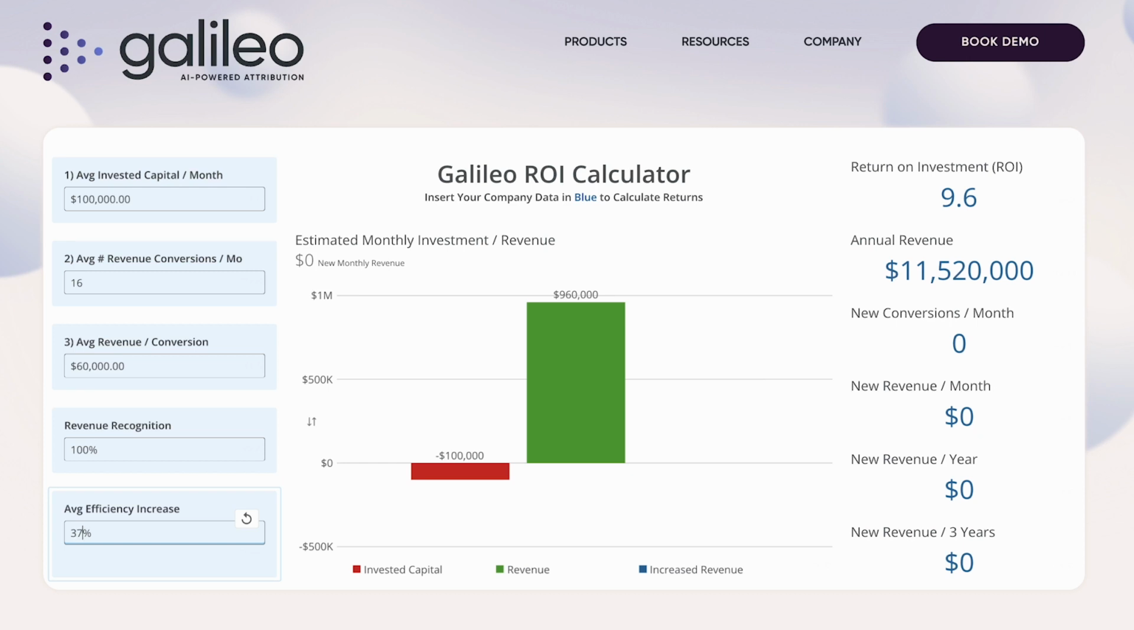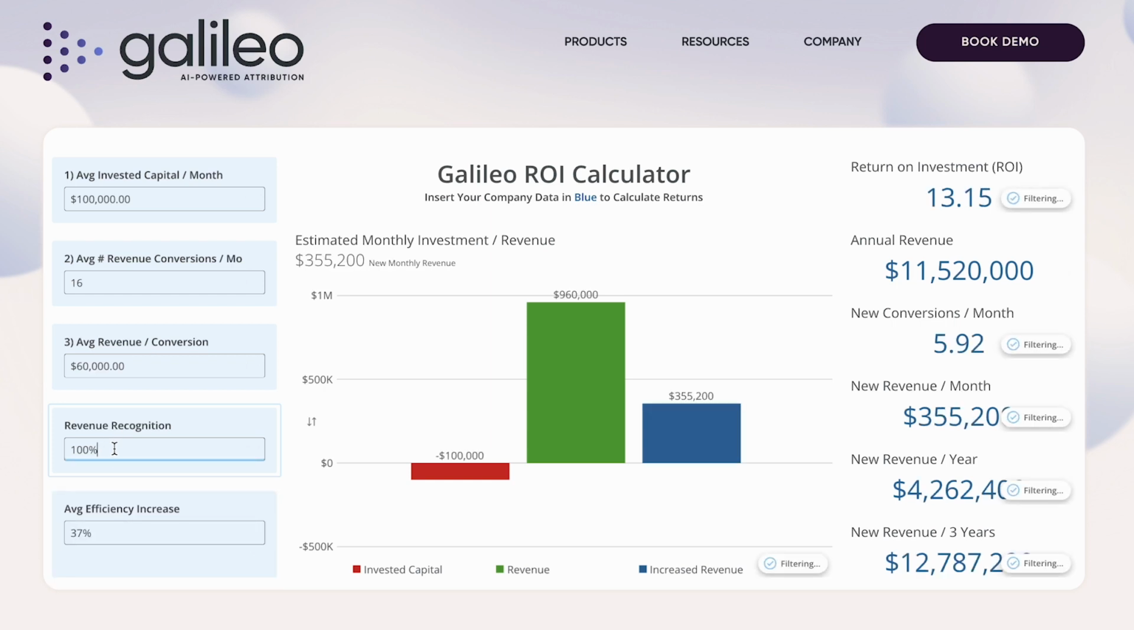Now, let's demonstrate the expected lift from using Galileo. We see an average of 37% increase in efficiency across all channels and initiatives. So when we add 37% here, we see that the metrics shift across the board as ROI shifts, as does revenue. By focusing on what works and reducing waste, we can calculate the benefit of leveraging higher quality data. For a great example of this, see our case example on breaking bias.